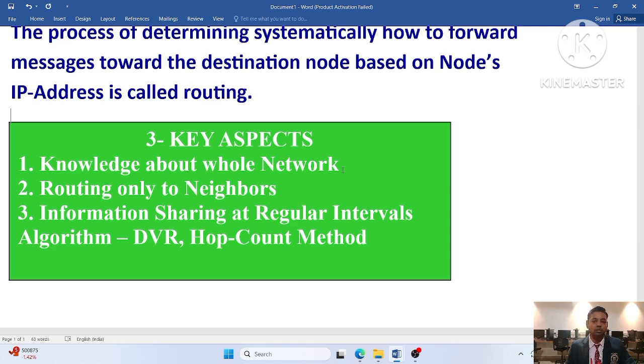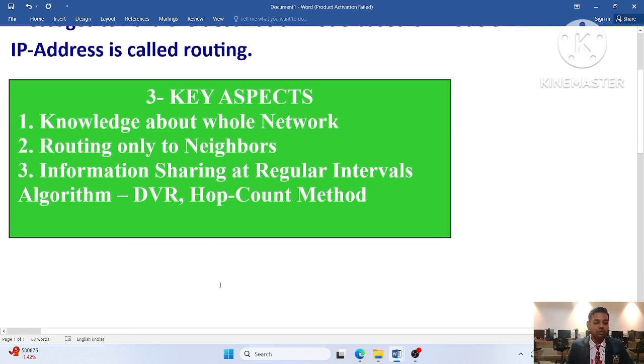The base of this DVR approach is the Bellman-Ford algorithm, which is also called the all-pair shortest path algorithm. This basically works based on the hop count method. So let us consider a sample problem.